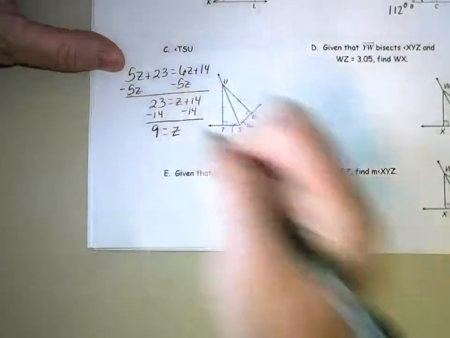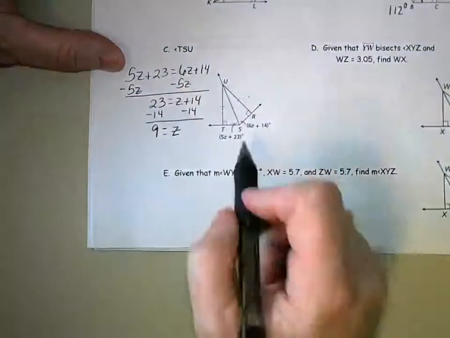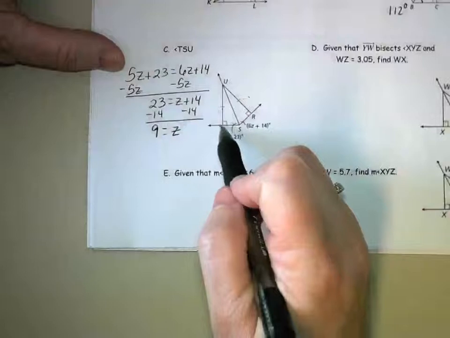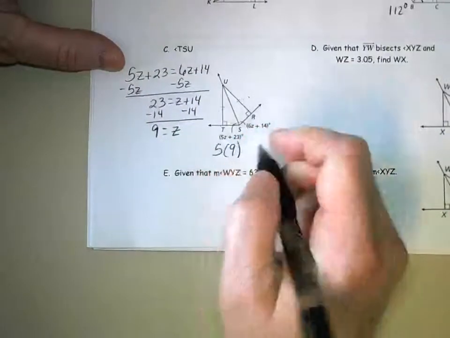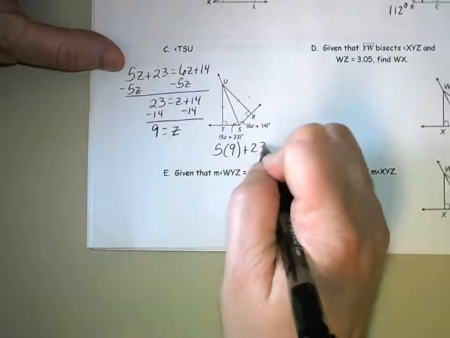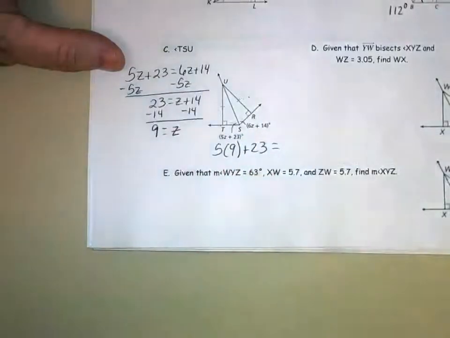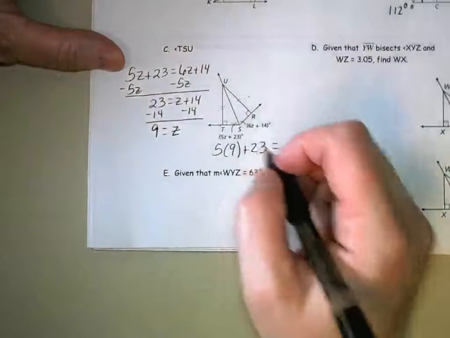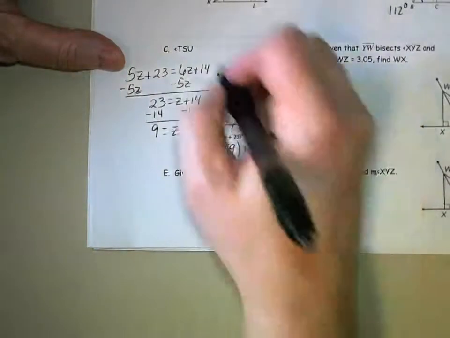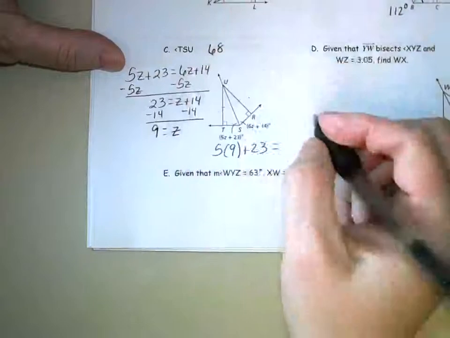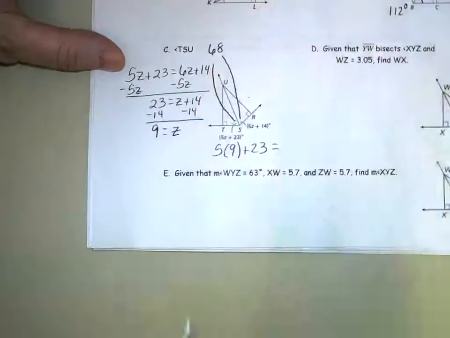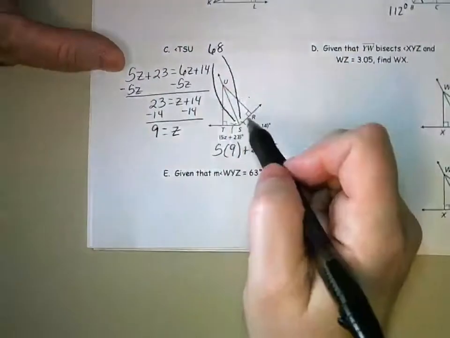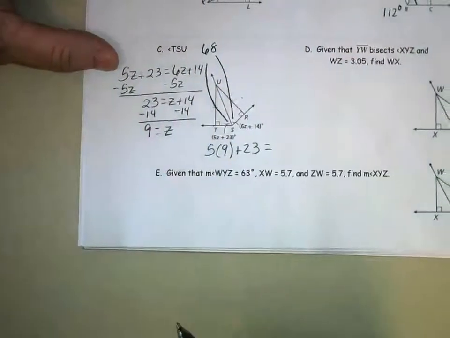So z equals 9. And now to figure out angle TSU, we are going to do 5 times 9, which is 45, plus 23 is 68. So that angle is 68, and both of those angles, TSU and RSU, would both be 68.